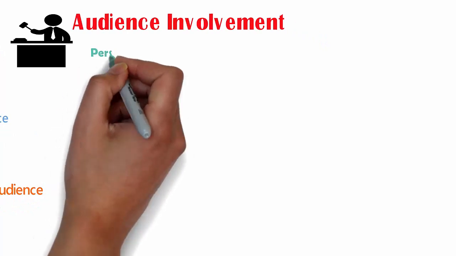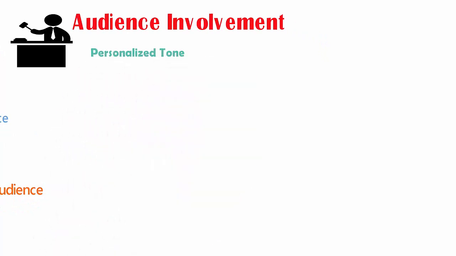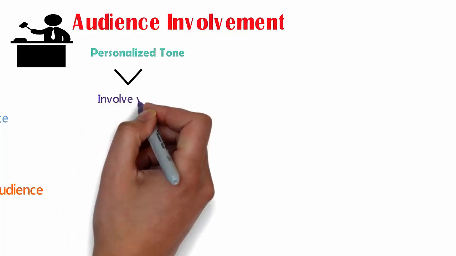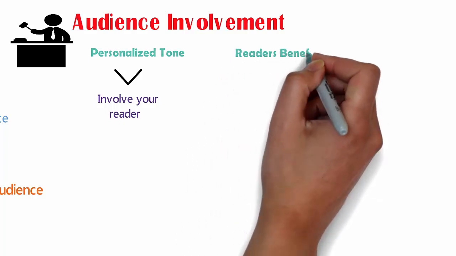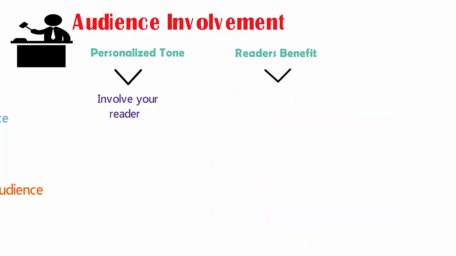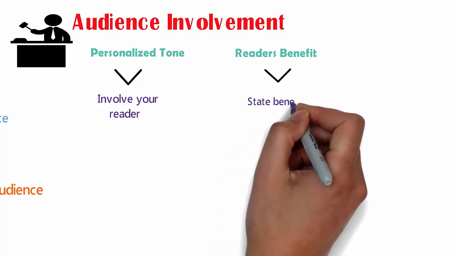Achieving audience involvement requires that you strive for a personalized tone. You want to achieve a personalized tone to involve your reader. The other is reader benefit. You should show your reader how they will benefit from your technical writing.